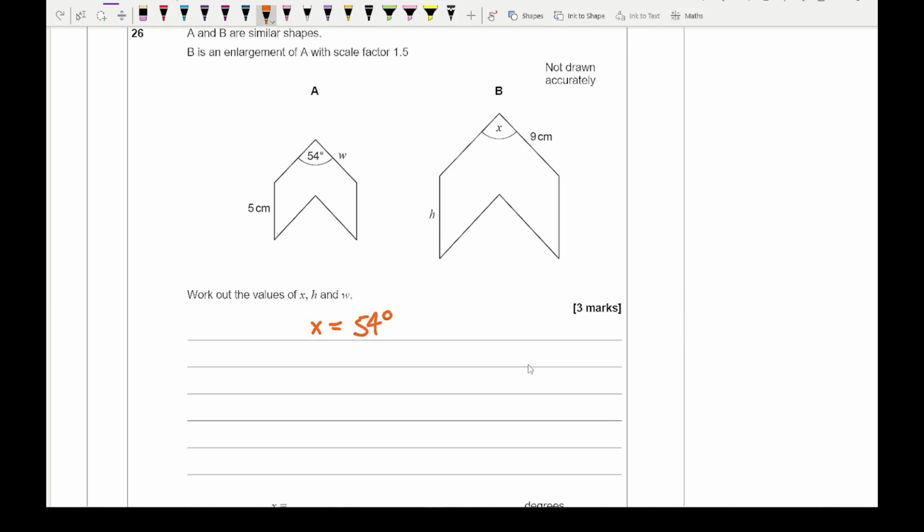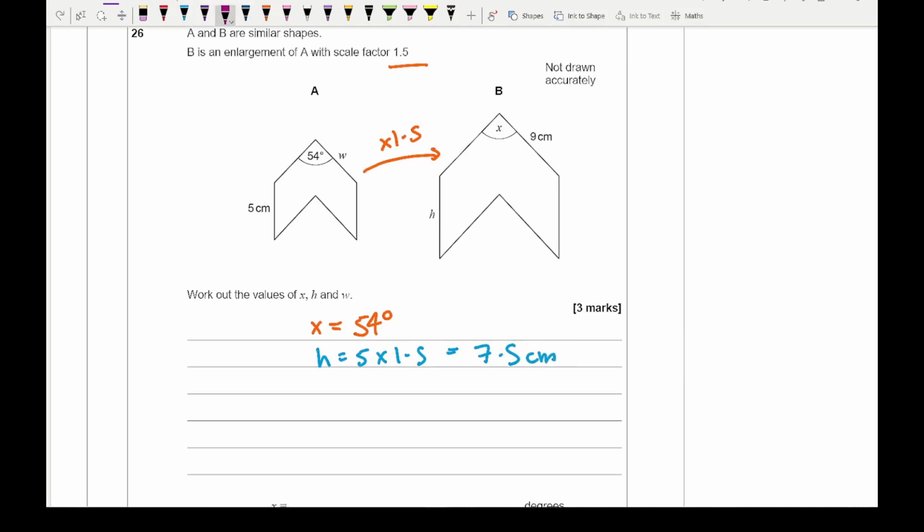So to work out W, well, W is going from the small shape to the big shape. So we're going from here to here, we've got to multiply by the scale factor, which is stated as being 1.5. So to work out W, I'm going to have to do from big to small, so it's going in the opposite direction. So actually, let me do H first. So H is going from the small shape to the big shape, so it's going to be 5 multiplied by 1.5, which gives me an answer of 7.5 centimeters.